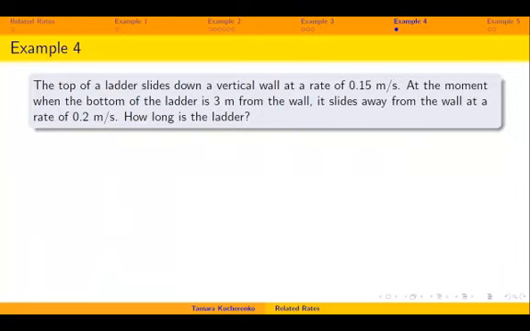Let's move on to example 4. The top of a ladder slides down a vertical wall at a rate of 0.15 meters per second. At the moment when the bottom of the ladder is 3 meters from the wall, it slides away from the wall at a rate of 0.2 meters per second. How long is the ladder?